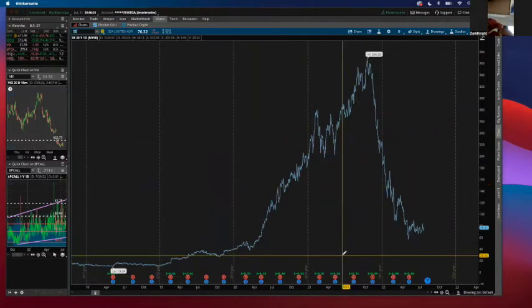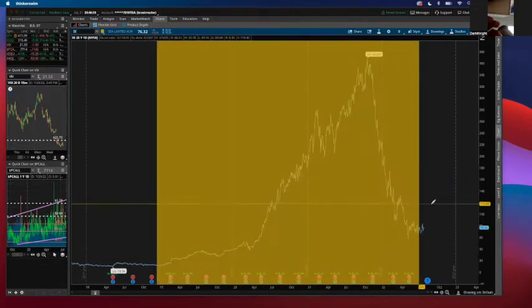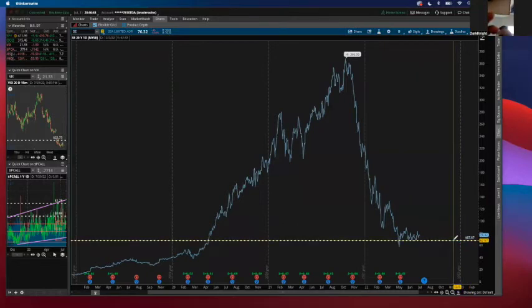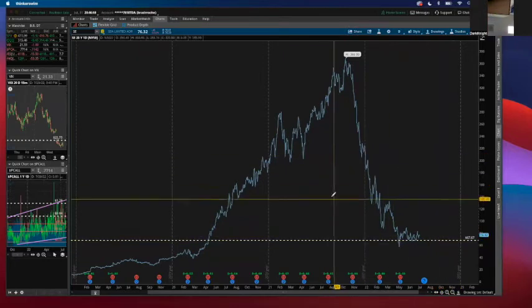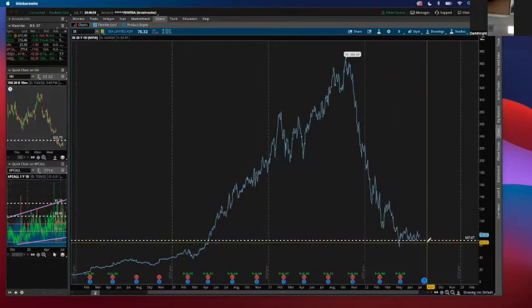SE, what is this, SeaWorld? I don't know. What's up, BR? I'm not sure what that is. Okay, so these are the levels I'm looking for. Honestly, are you looking to play puts here or calls? Because I mean, it could be bottoming out, but it's also extremely weak. So I don't really like that about it.